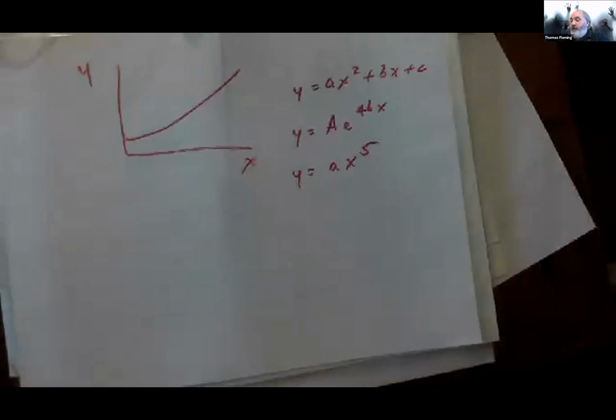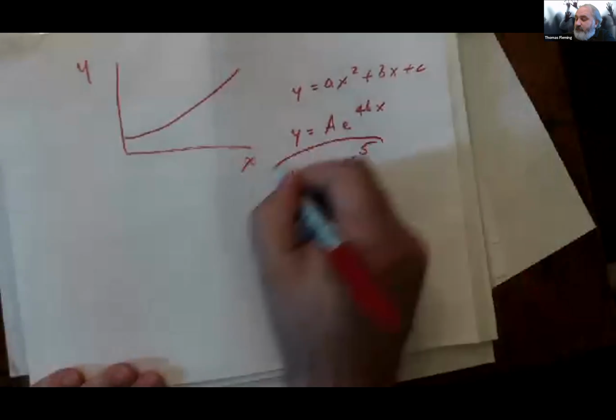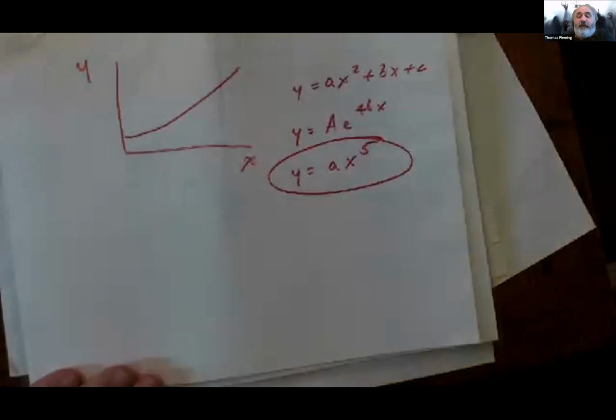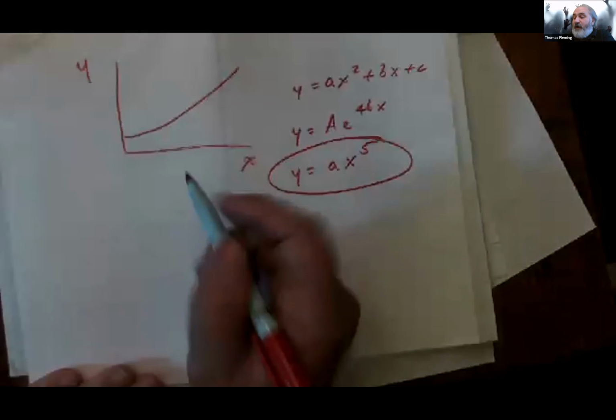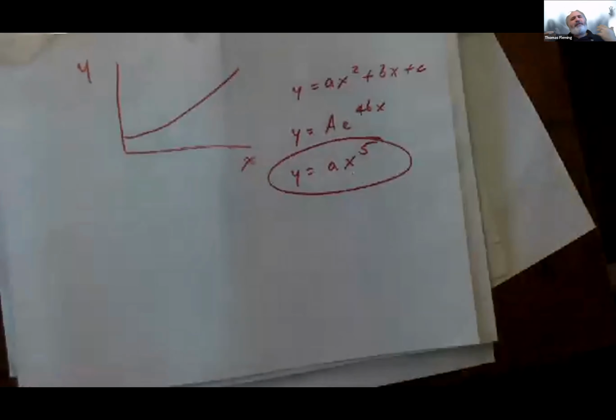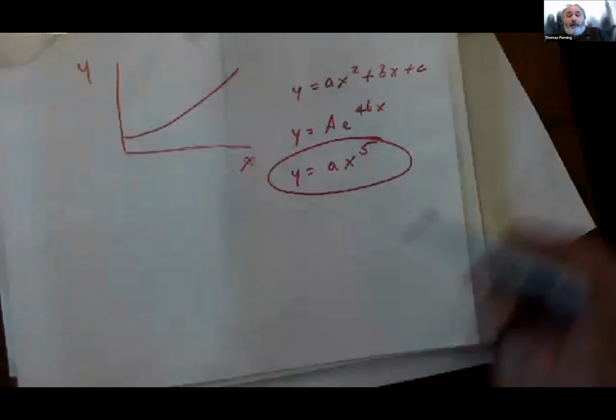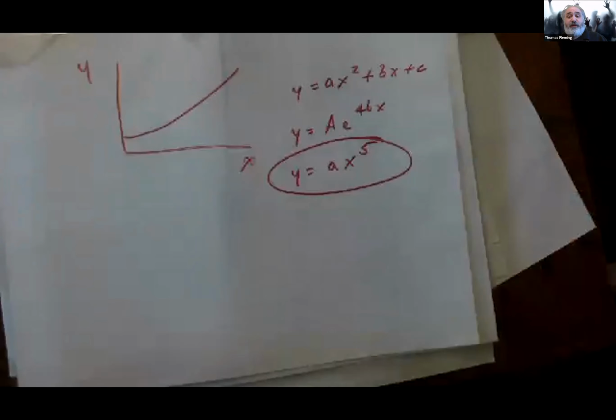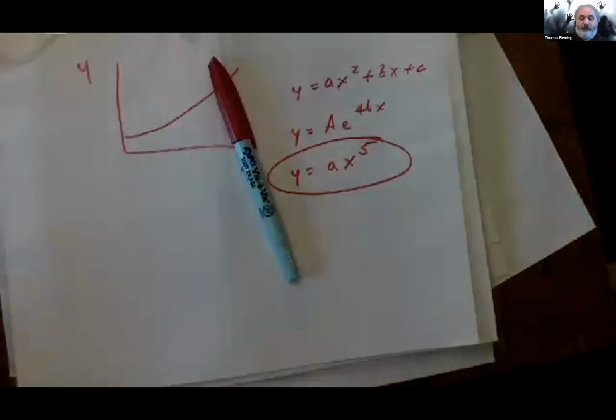So for instance, let's imagine that I have reason to believe that this is what my graph is. I think that it's y equals something times x to the 5th. Maybe there's a theory that suggests that might be the answer, and I want to test that theory. Well, here's what I can do. I'm going to switch shares to an Excel file.